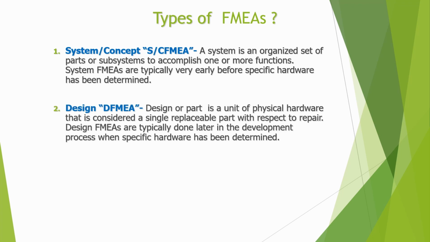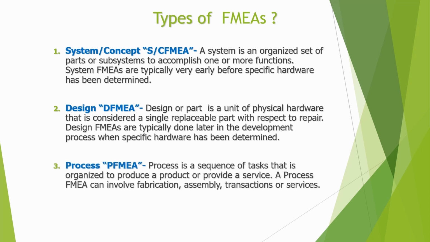2. Design FMEA, also called DFMEA. A design or part is a unit of physical hardware that is considered a single replaceable part with respect to repair. Design FMEAs are typically done later in the development process when specific hardware has been determined. And 3. Process FMEA, also called PFMEA. A process is a sequence of tasks that is organized to produce a product or provide a service. A process FMEA can involve fabrication, assembly, transactions, or services.